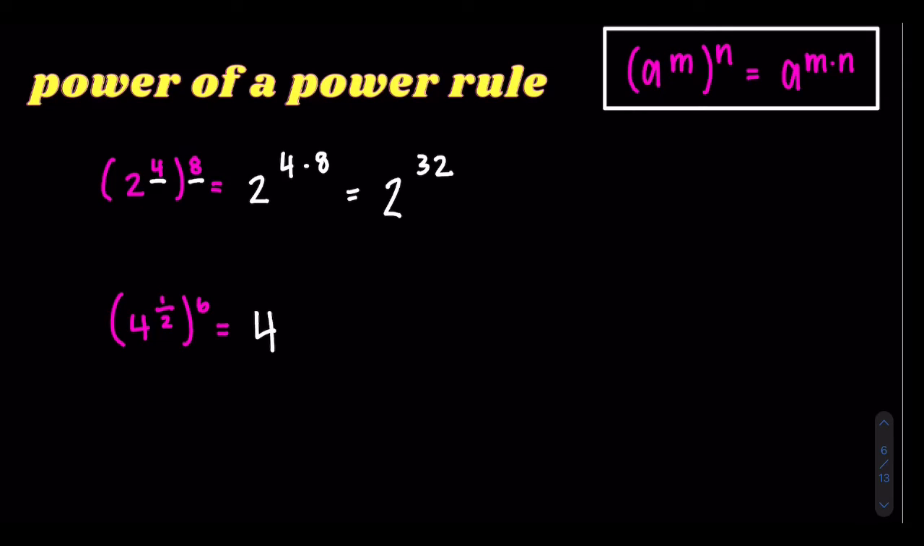For our second problem, we have base 4. We're going to do the same thing. Multiply our exponents 1/2 times 6. And to the side, I'm going to multiply out 1/2 times 6. We do cross canceling. We get that 1/2 times 6 equals 3. Therefore, our simplification is 4 to the 3rd power.